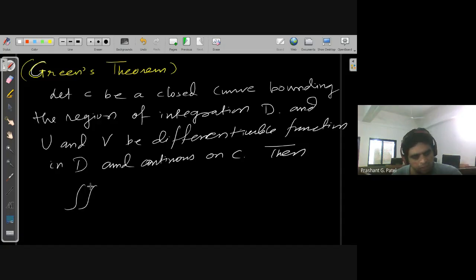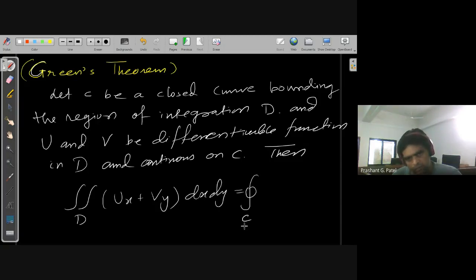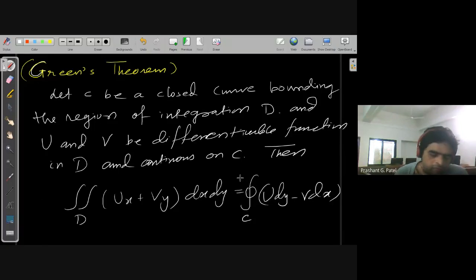by Green's theorem, the double integration over D of (ux plus vy) dx dy is equal to the line integral of u dy minus v dx. This is Green's theorem, which we have already discussed in the undergraduate course, which gives the relation between the line integral and the surface integral.